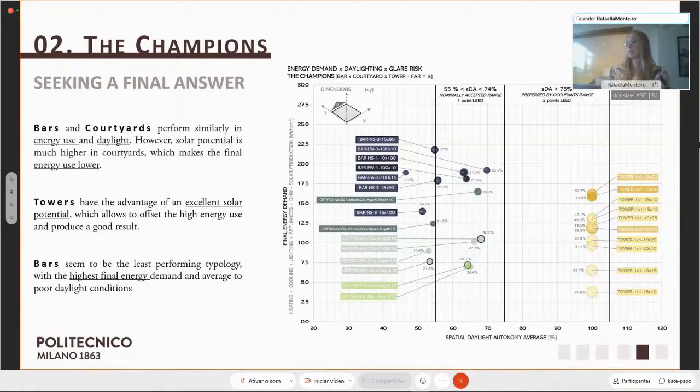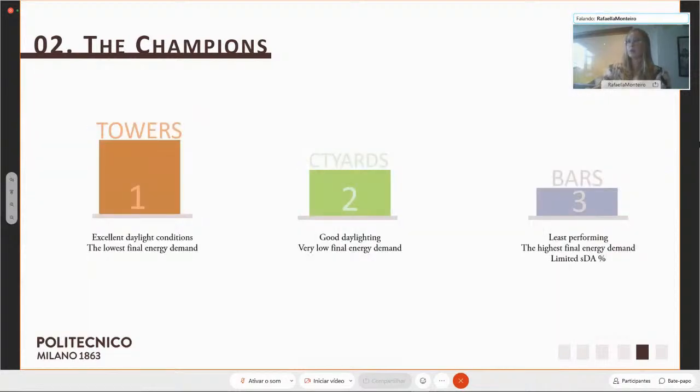The towers have an advantage of excellent solar potential, which allows a high energy use to be offset and produce a good result. It also performs really well in daylighting. The bars seem to be the least performing typology, with the highest final energy demand and average to poor daylighting conditions. So we know that there is a class of building typology that performs better than the others.